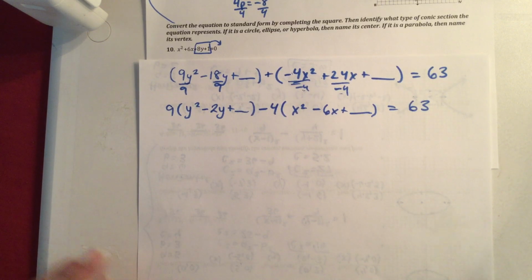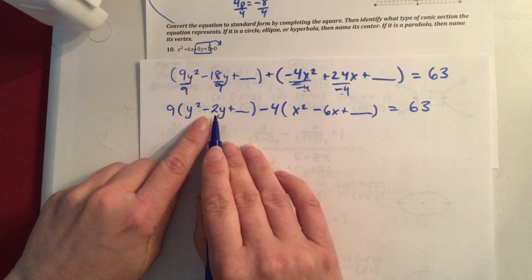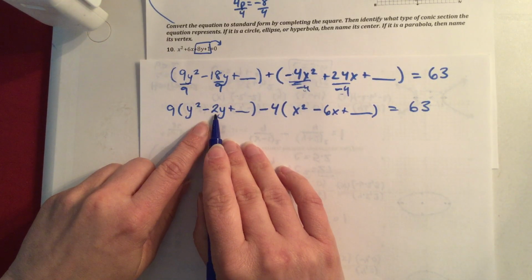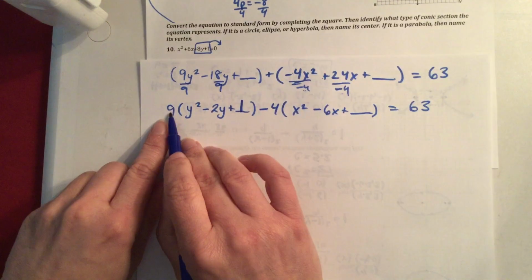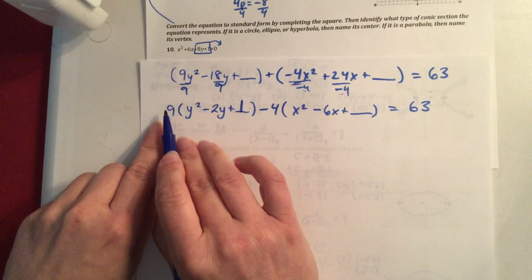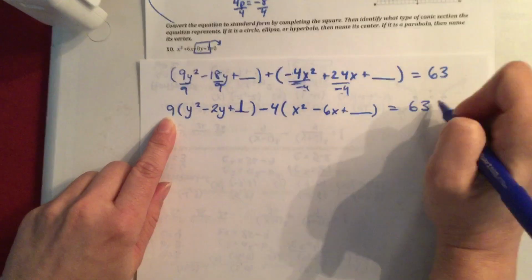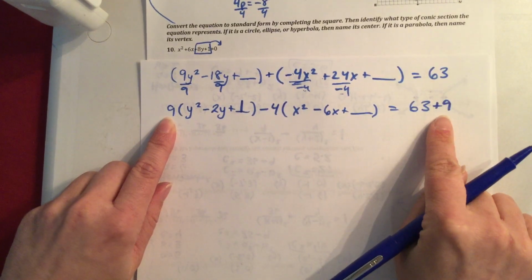Now we can complete the square. So you take the number in front of the letter, -2 divided by 2, that's -1. -1 squared, -1 times -1 is 1. Remember, this 9 also goes with the 1. So 9 times 1 is 9. So to keep it balanced, you have to add 9 over here.